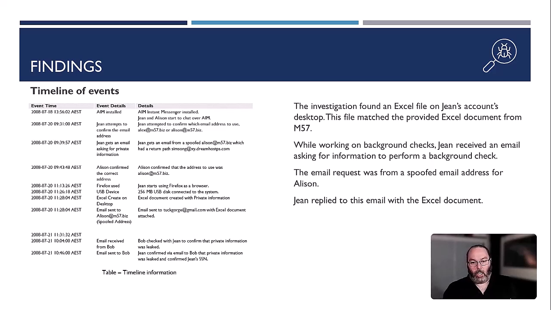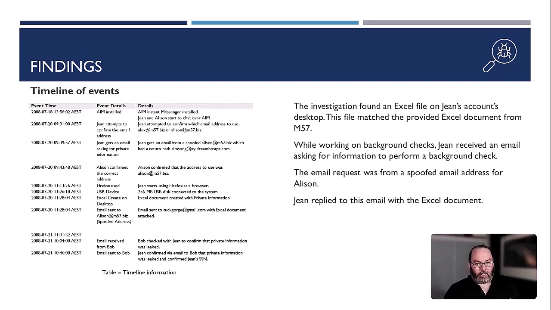So when we came here, this is where we found an Excel file, and this Excel file was actually on the desktop of Jean's. This Excel file matched the evidence that was provided for the file. As she was communicating, we noticed that there was some background checking emails coming through, and there was a request to do a background check from investors.